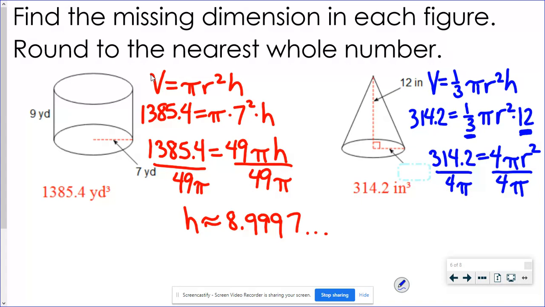So 314.2 divided by 4 divided by pi gives me 25.00 something equals r squared. Please don't think you're done right now. I don't want r squared, I just want r. So to get rid of a square, I would use a square root on both sides. And the square root of 25 is 5. You can do that on a calculator, but you probably also already know that in your head. So that's going to be 5 inches for my radius.